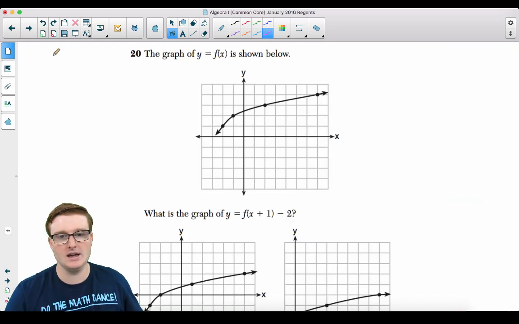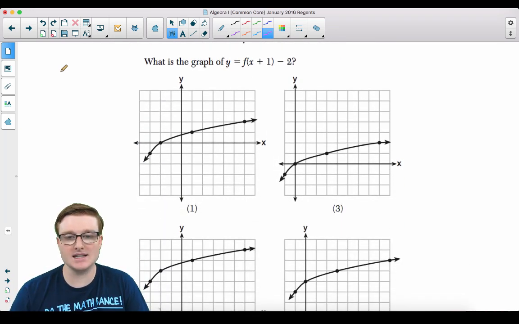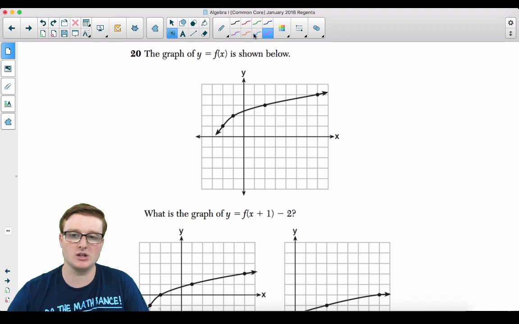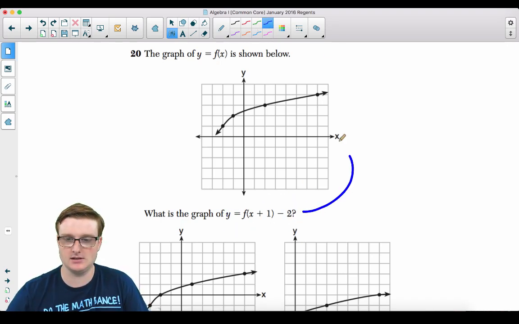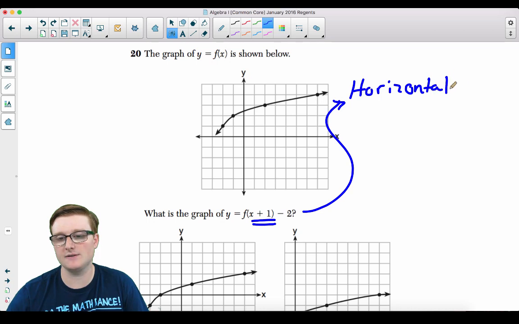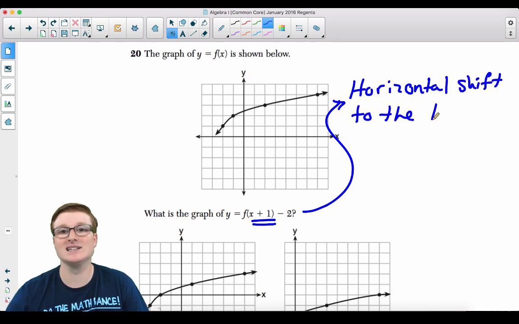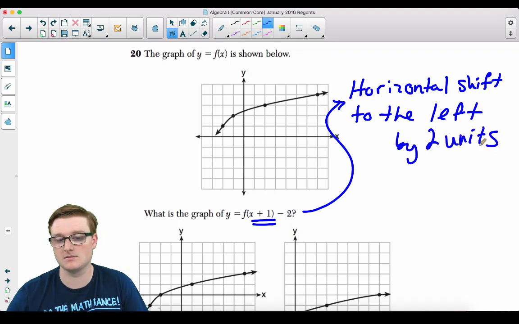All right, number 20. The graph of y equals f of x is shown below. What is the graph of y equals f of x plus 1 minus 2? So you need to know what this is showing. Well, that x plus 1 is showing a horizontal shift to the left by 2 units. No, I'm sorry, by 1 unit. My apologies. By 1 unit.